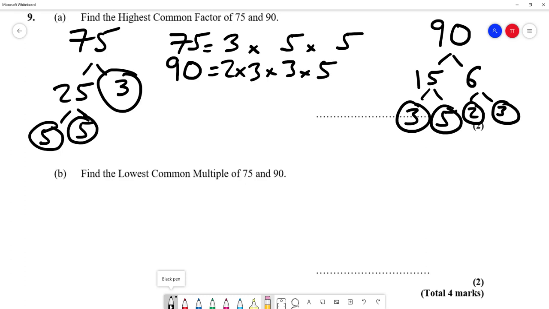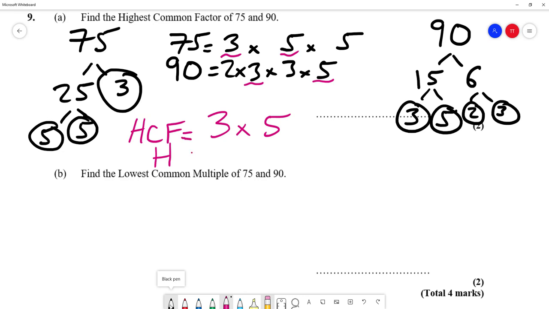So now we can say, well, I've got a common factor of 3 here and a common factor of 3 here. So you write that once. And then I've got a 5 here and a 5 here. So I get times 5. And then my HCF is 3 times 5. My HCF is 15. So now I want to work out the LCM.